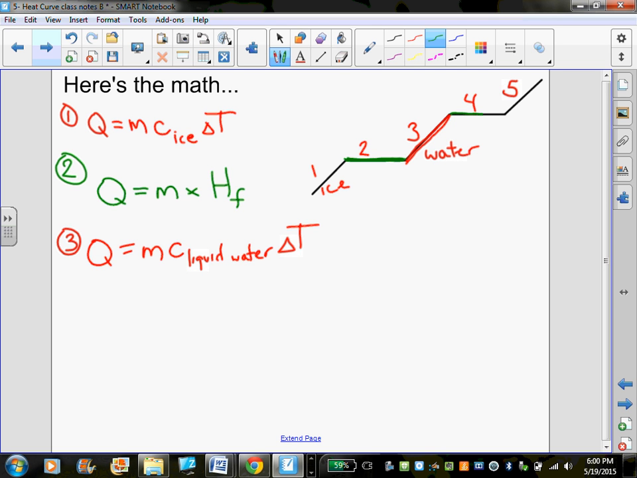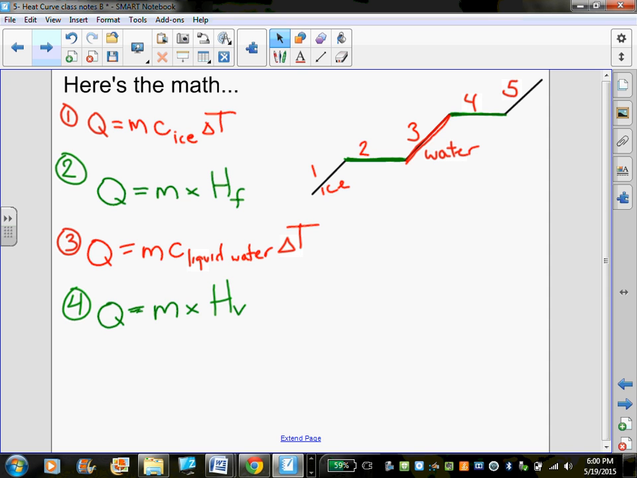So area 4, back to flat. It should be no surprise to you guys here that in area 4 then, our heat is going to equal the mass, and rather than the heat of fusion, since we're going from water to gas, we're going to use the heat of vaporization. And heat of vaporization, very similar to heat of fusion. Most classically, you would be able to look it up in some kind of a table for that particular material. In practice problems, I may give you that value and the mass, ask you for the heat, any of that kind of stuff. Again, as long as we know 2 of these 3 variables, we can solve this equation.